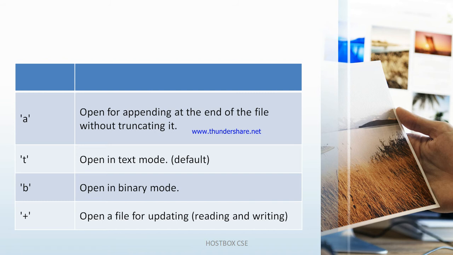Then a mode opens a file for appending at the end of the file without truncating it. Similarly, t opens in text mode, by default, b opens in binary mode, and the last one, plus, opens a file for updating, reading and writing. So if the file already has 4 lines, you can read the first line, or if you want to write one more line additionally, you can add it.